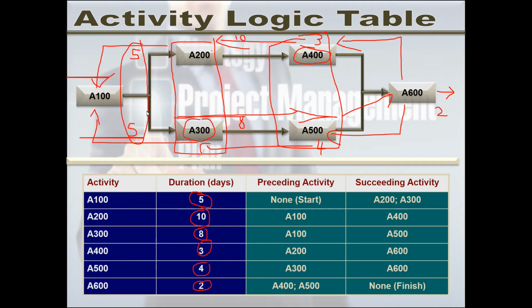So let's add it together. The path A100, 200, 400, 600 will take 5 days, plus 10 is 15, plus 3 is 18, plus 2 is 20 days to complete. Path 100, 300, 500, 600 will take 5 days, plus 8 is 13, plus 4 is 17, plus 2 is 19 days to complete. So that tells us that this path 100, 200, 400, 600 is the critical path on the project.